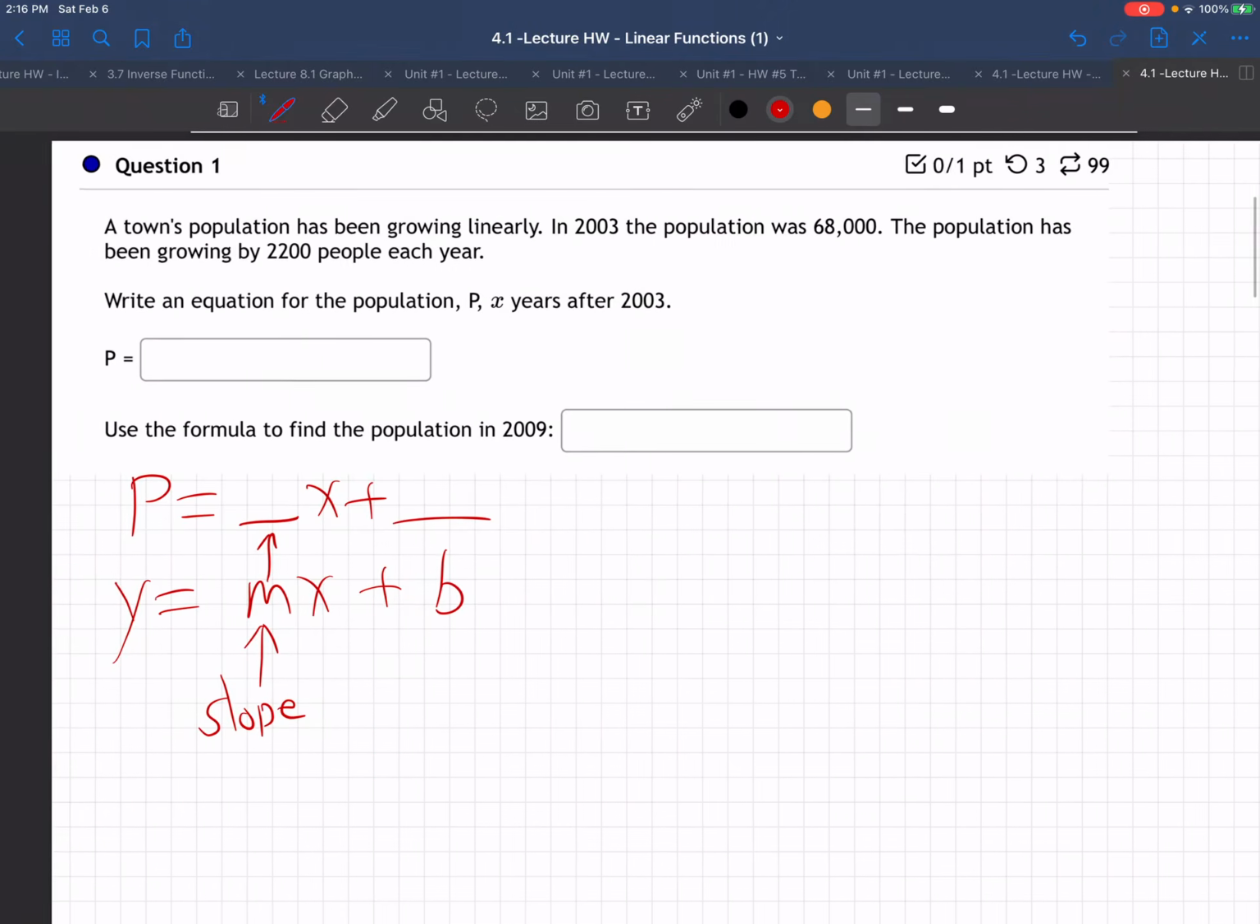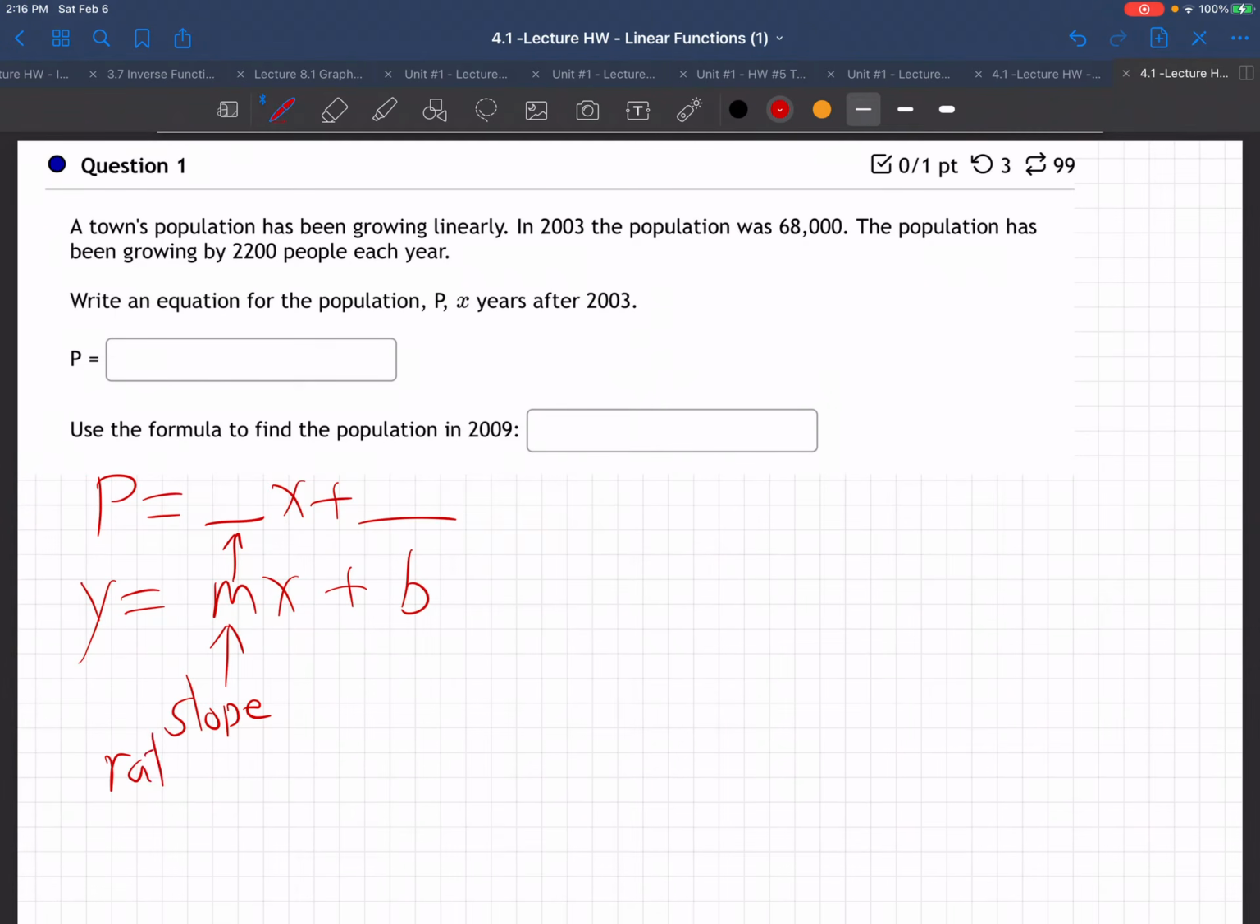And what is the slope? That's the rate of change. What does it mean, rate of change? It's growing by 2,200 people each year. So the slope is 2,200 people per 1 year. That's the slope. Slope is a rate of change, right?